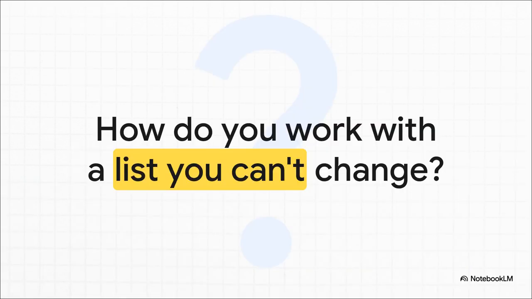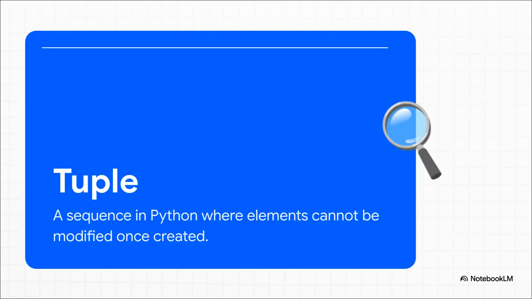Okay, so let's start with a question to get our brains warmed up. Imagine you've got a list of items, but there's a catch. You're not allowed to change it, at all. How in the world do you work with something like that? Well, Python has a special tool for this exact problem, and it has its own set of rules for looping. And that tool is the tuple.